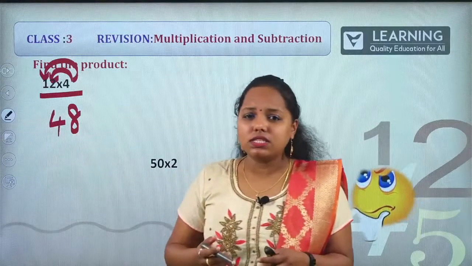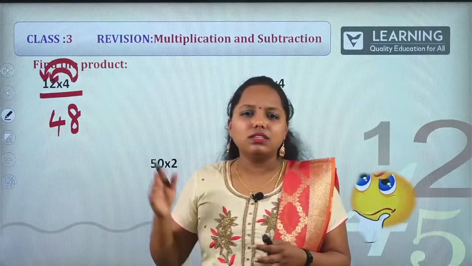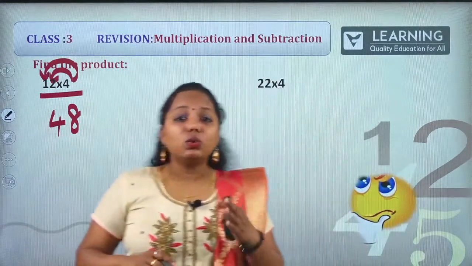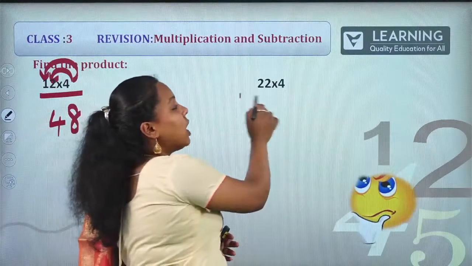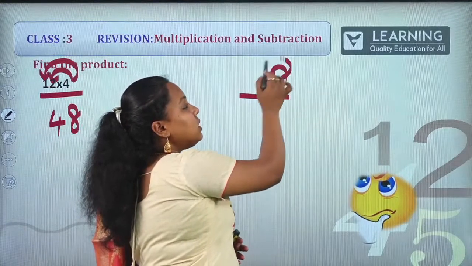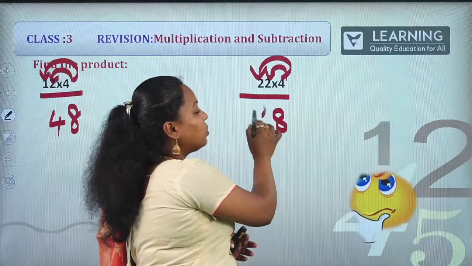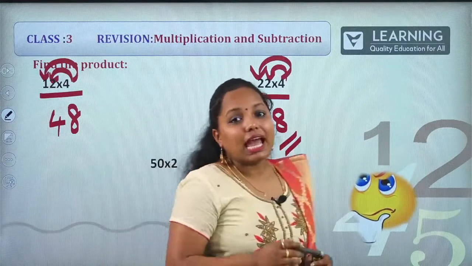Ma'am, I know 12 ones are 12. If you know the table, well, this might be time consuming, you can write directly over there. How about this one? 22 into 4. So now units place to units place, to tens place. 4 twos are 8. Again 4 twos are 8. So this is my answer.